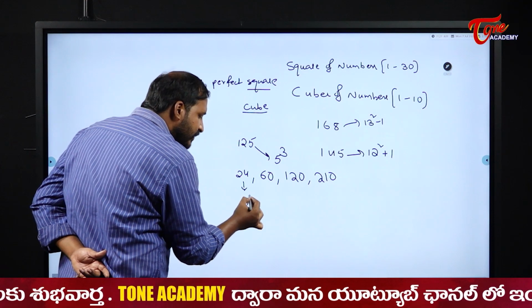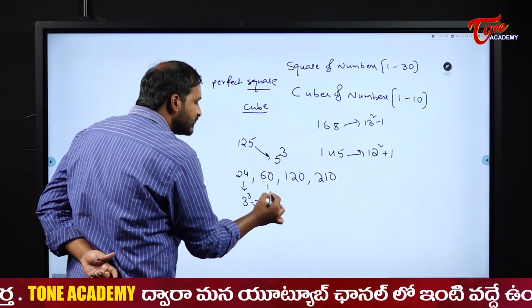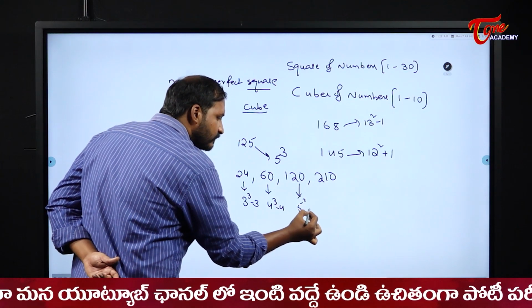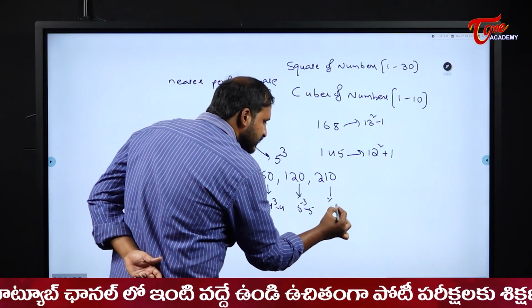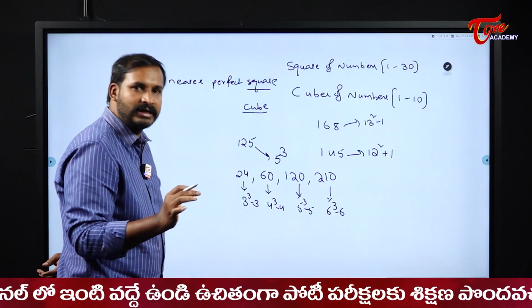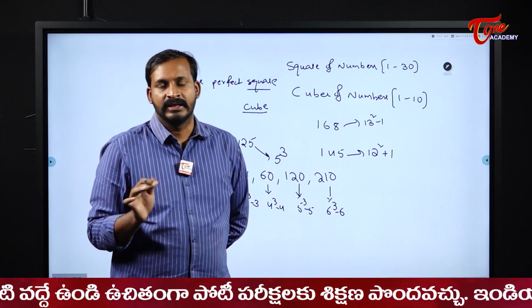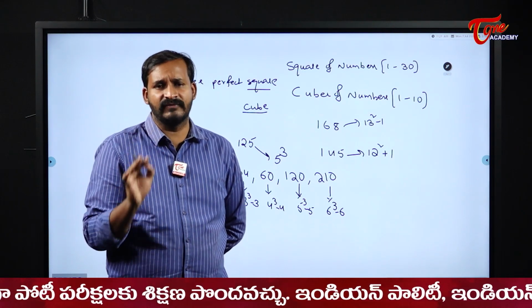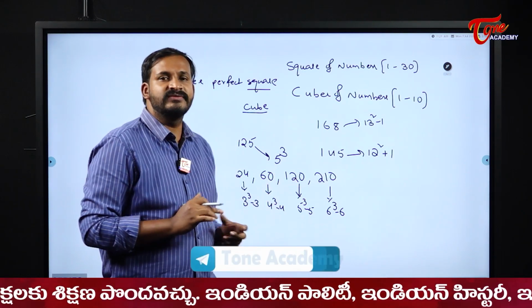Can I say this is 3 cube minus 3? Yes, sir. Can I say this as 4 cube minus 4? Yes, sir. This one is 5 cube minus 5, 6 cube minus 6. The thing here is how quickly you observe things. That much quickly you will get the answer, students. In 90% of the cases, observation is very, very important.